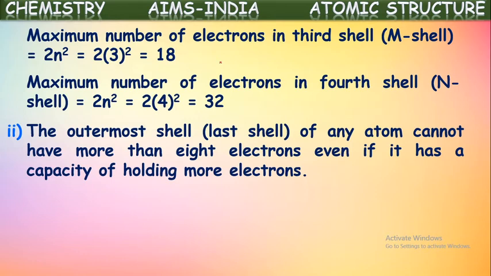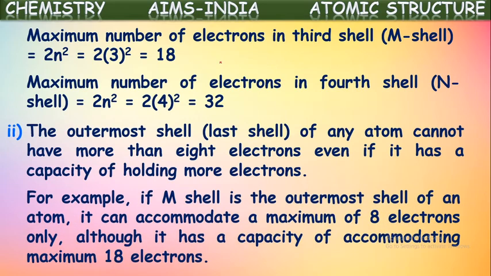Even though it can accommodate more electrons, the last shell of an atom is called the outermost shell. So the outermost shell of any element can have a maximum of 8 electrons only, even though its capacity is more. For example, if the M shell is the outermost shell of an atom, M shell means the third shell. So it can accommodate a maximum of 8 electrons only. If it is the outermost shell, it can accommodate only 8 electrons, although its capacity is a maximum of 18 electrons.